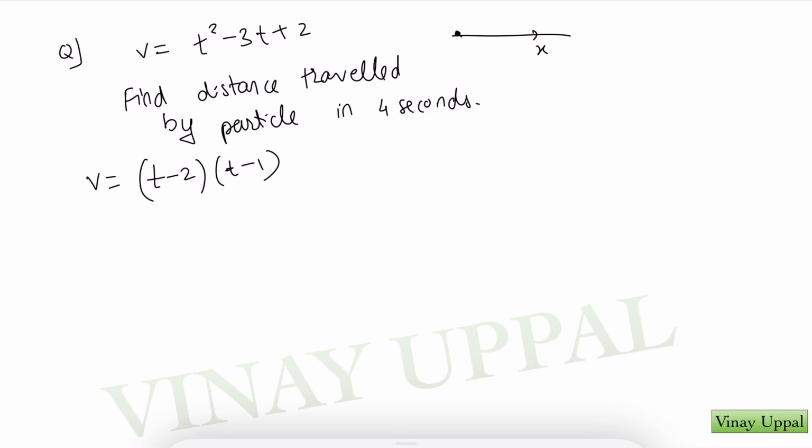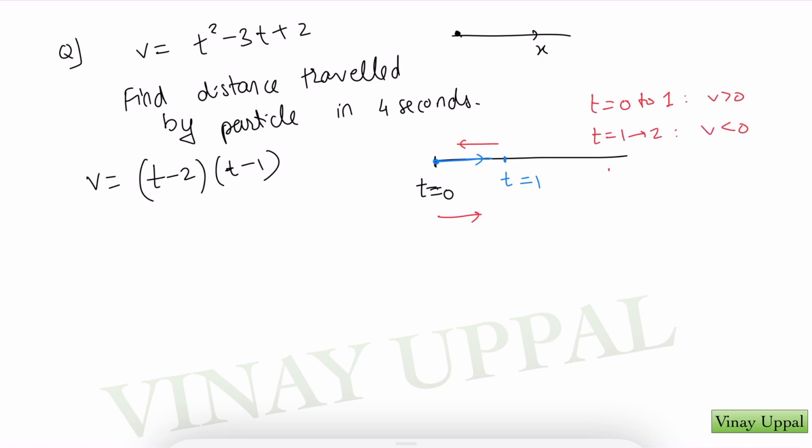Alright, so if I just look at the intervals, from t equal to 0 to t equal to 1, the particle is traveling in the positive direction. Then at t equal to 1, its velocity becomes 0. After that it becomes negative. Then further at t equal to 2, velocity again becomes positive. So we don't know exactly where it will be at t equal to 2, we'll have to figure that out. But t equal to 0 to 1, the velocity is positive. T equal to 1 to 2, velocity is negative. And t equal to 2 to 4, again velocity will be positive.